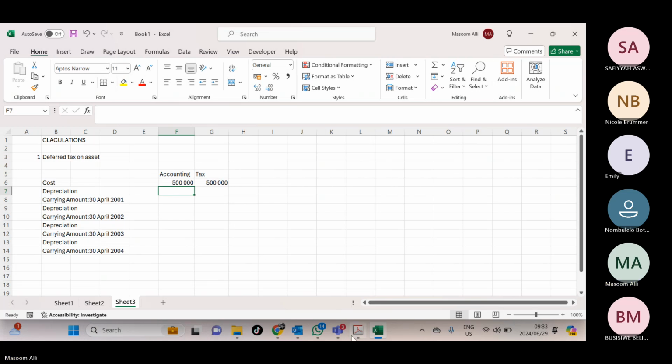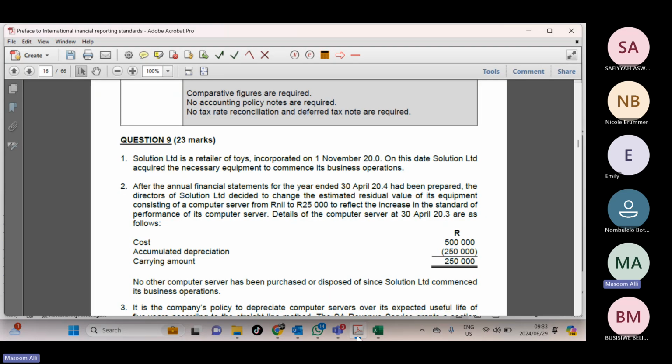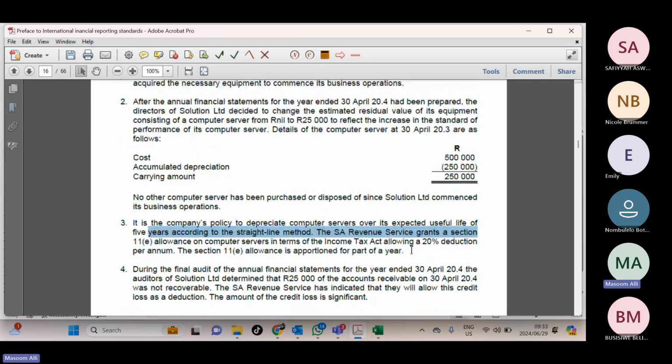So we go back to the information, 1st of November, right? So in November, December, January, February, March, April, that's 6 months. And how many years is it over? 5 years, right? SARS is allowing a deduction of 20% per annum, and it's apportioned for part of a year. So 5 years as well, because that's what 20% is, and it's apportioned for a part of a year, which works the same as depreciation.